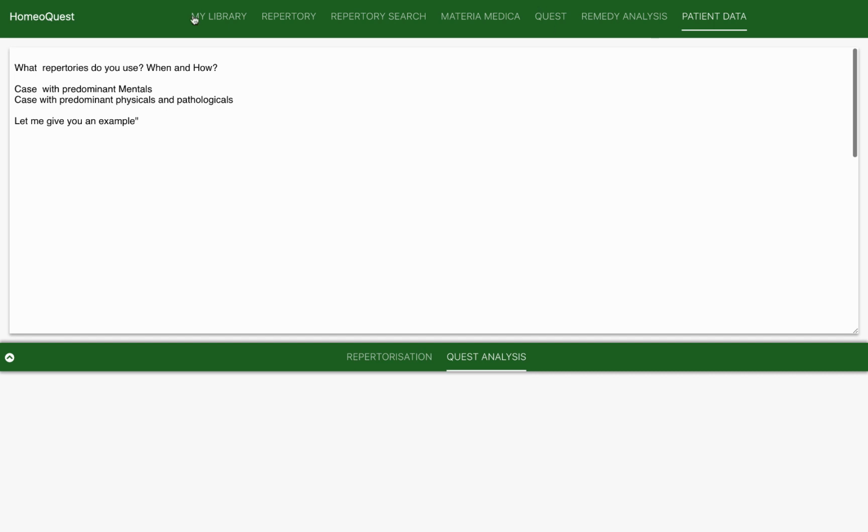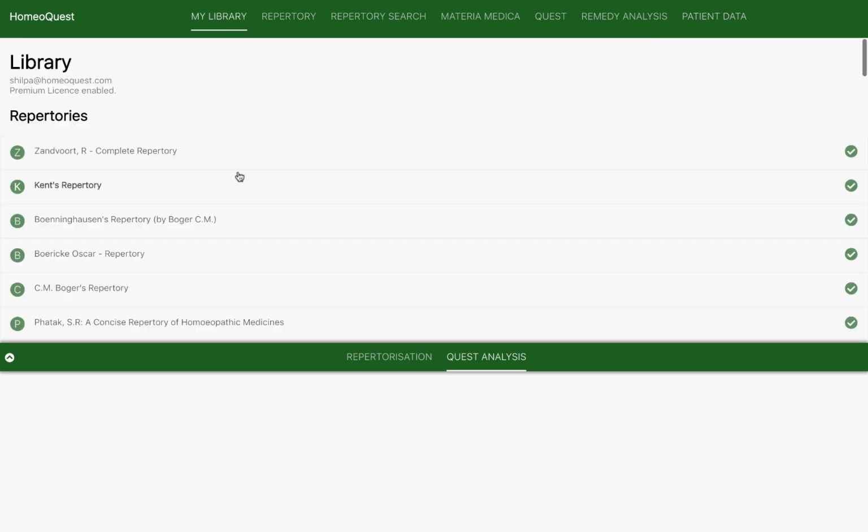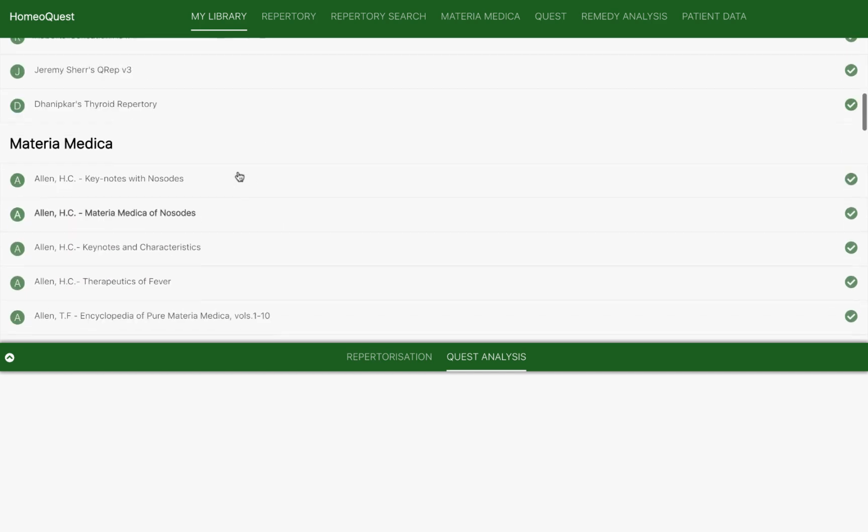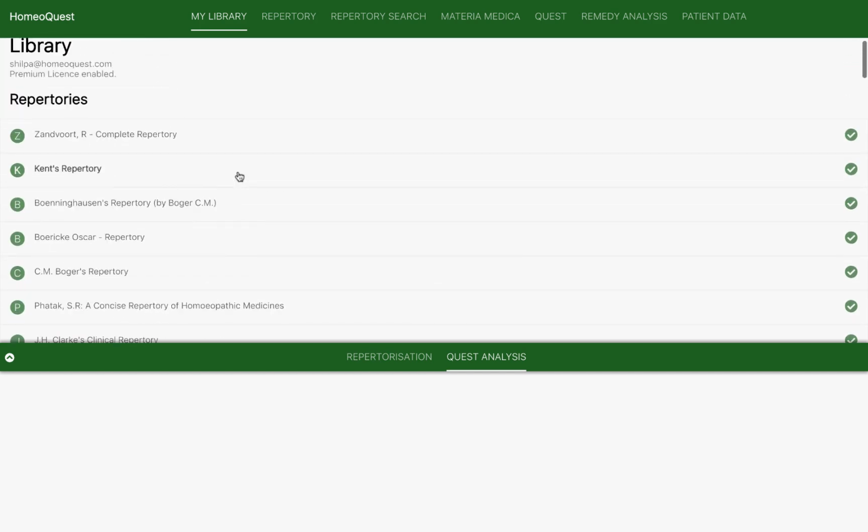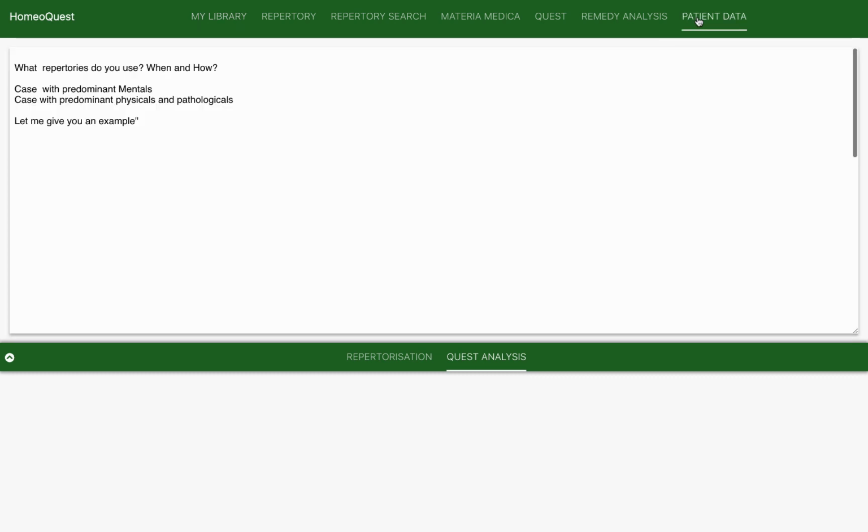Now, as you realized, if you look into your library, you have loads of repertories in MetaAmerica to choose from. You have the core library, the essential library, and the contemporary libraries, right? However, what's important is that more doesn't necessarily mean better. So when you're looking at a patient, you might have to divide that case into two prominent parts: is it a case with predominant mentals, or is it a case with predominant physicals and pathologicals? And there's a reason for that.